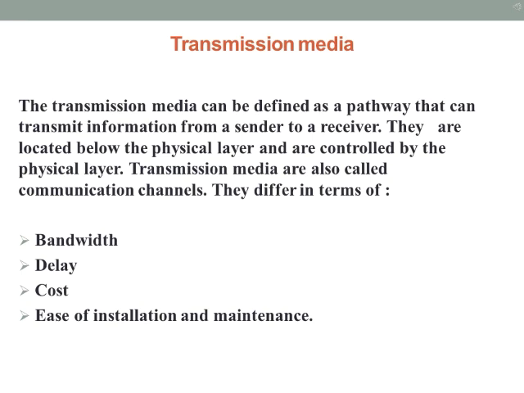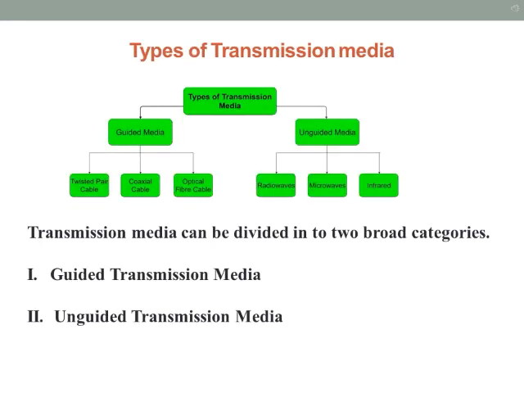They are located below the physical layer and are controlled by the physical layer. Transmission media are also called communication channels. They differ in terms of bandwidth, delay, cost, and ease of installation and maintenance. Types of transmission media. Transmission media can be divided into two broad categories.